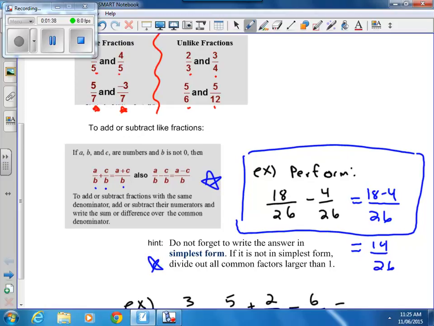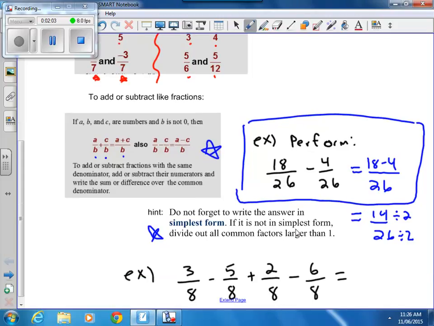But I have a little hint here. Don't forget to write your answer in simplest form. If it is not in simplest form, you just divide out all common factors larger than 1. So look at the numbers 14 and 26 and say, what do they have in common? Well, 2. 2 goes into both of those numbers, right? Because they're both even. So I'm going to divide the top by 2 and the bottom by 2. So you're dividing by the common factor of 2. Then you would arrive at 7 over 13, and that would be simplest form. Long story short, this ends up being 7 over 13 when you reduce it.